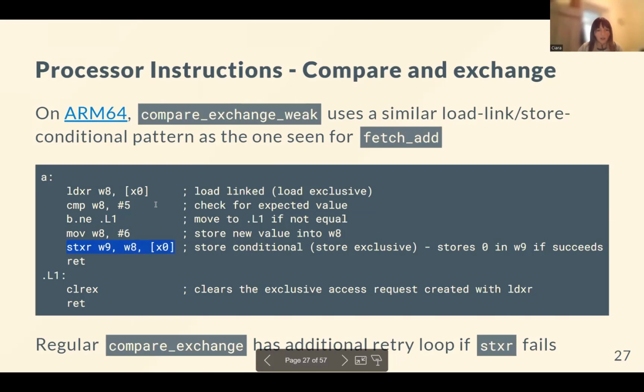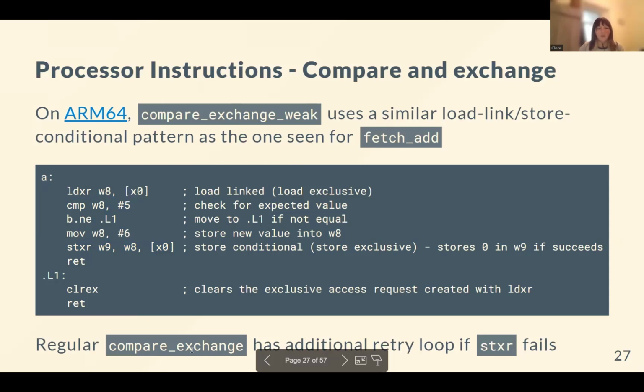So even though the value hadn't changed, so the compare was fine, potentially this memory was read for some reason, or something else happened that means that it thinks this store is not allowed. So as a result, it's going to just return, because weak is allowed to spuriously fail. Even though the value was unchanged and we succeeded on this compare check, we can still fail here.